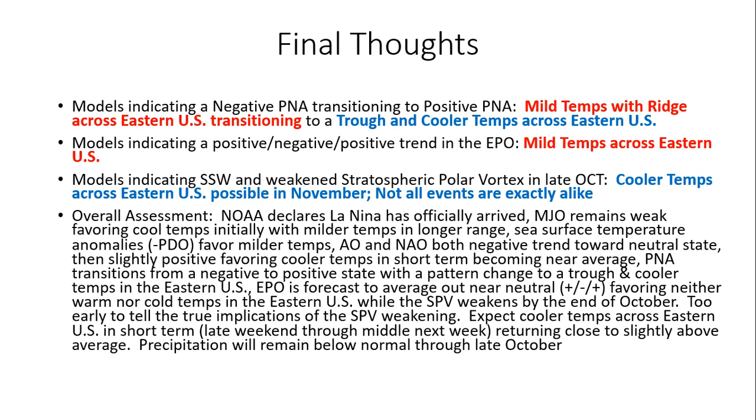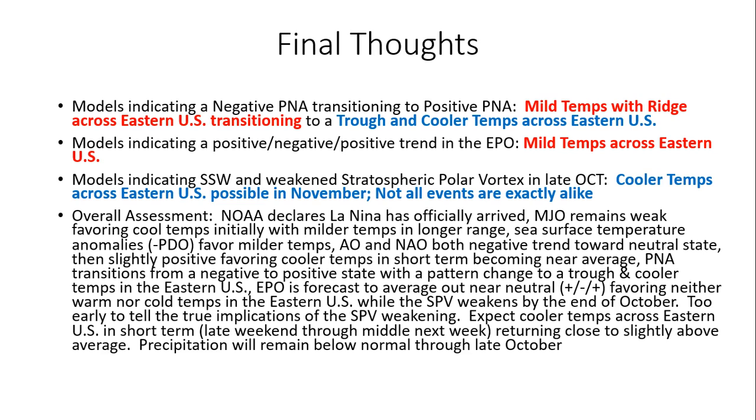And models are generally indicating a major shift in the PNA pattern from a negative PNA to a positive PNA. This is very important to our jet stream configuration. Generally, we have milder temperatures with a ridge across the eastern U.S. with a negative PNA, transitioning to a trough and cooler temperatures across the eastern U.S. as that PNA becomes positive.